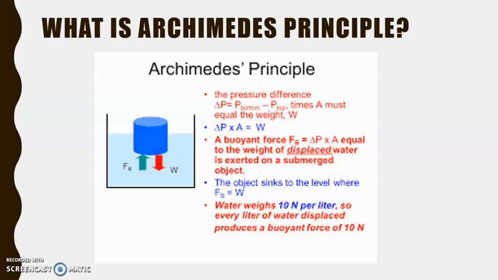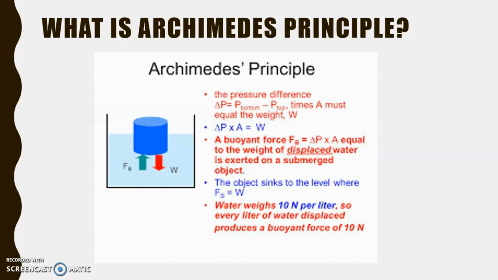Archimedes' principle. What is Archimedes' principle? Archimedes' principle states that the pressure difference times area must equal the weight. A buoyant force Fb, the difference in pressure times area, equals the weight of displaced water exerted on a submerged object.